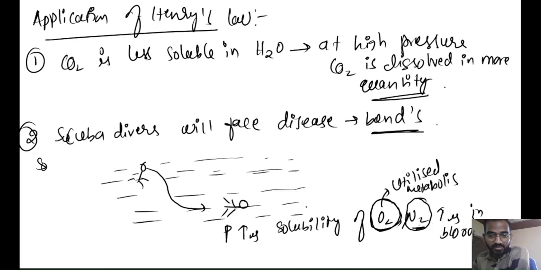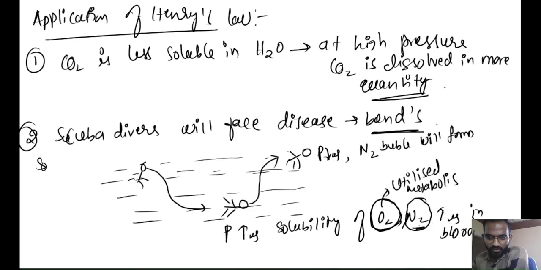And the problem is, when the scuba diver comes up again, at this point the pressure decreases. Now as the pressure decreases, the N2 which is already dissolved in blood will start to come out as bubbles. N2 bubbles will form, and those will block the blood vessels. Because of that, they face severe pain. That is what is called Bends disease.